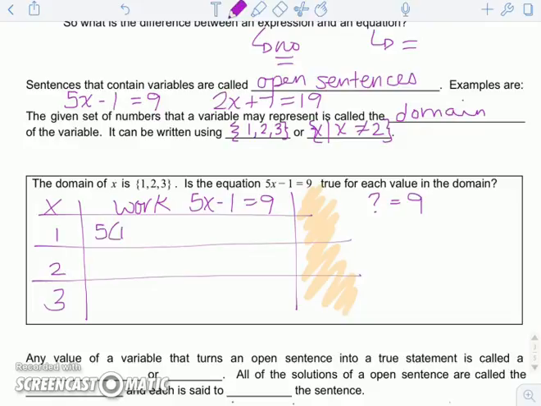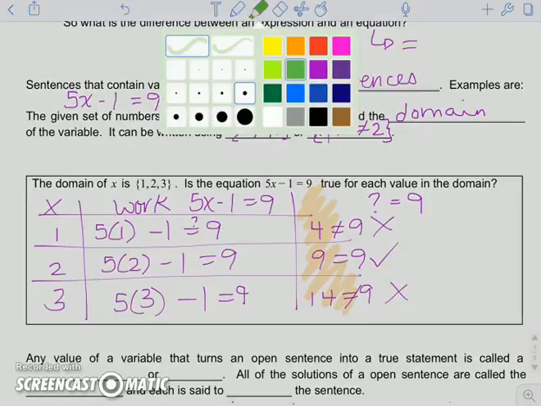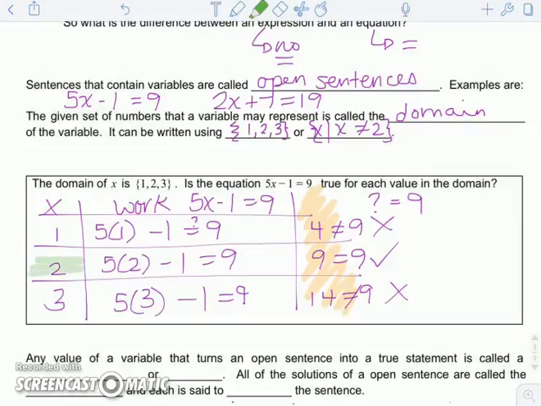So I plug in 5 times 1 minus 1, is that equal to 9? 5 times 1 is 5, minus 1 is 4. It's not equal to 9, so 4 not equal to 9. 5 times 2, right, is 10, minus 1 is 9. 9 is equal to 9. 5 times 3, 15, minus 1 is 14. 14 is not equal to 9. This is a no, this is a no. So really, only 2 is true for the domain. 2 is the only value from the domain that makes the equation true.